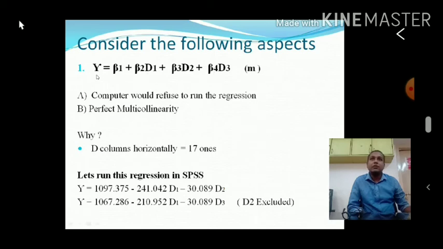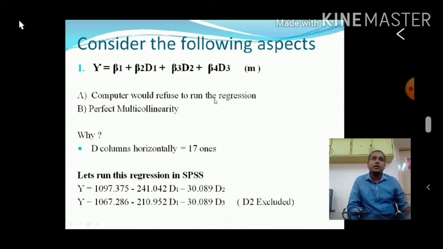So you can see here y is equal to beta 1 plus beta 2 dummy variable 1, dummy variable 2, dummy variable 3. The basic rule is m minus 1. So there will be only two dummy variables, d1 and d2, and we can run the regression function. And if the dummy variables equal the categories, and you take three dummy variables and the categories are also 3, what happens?